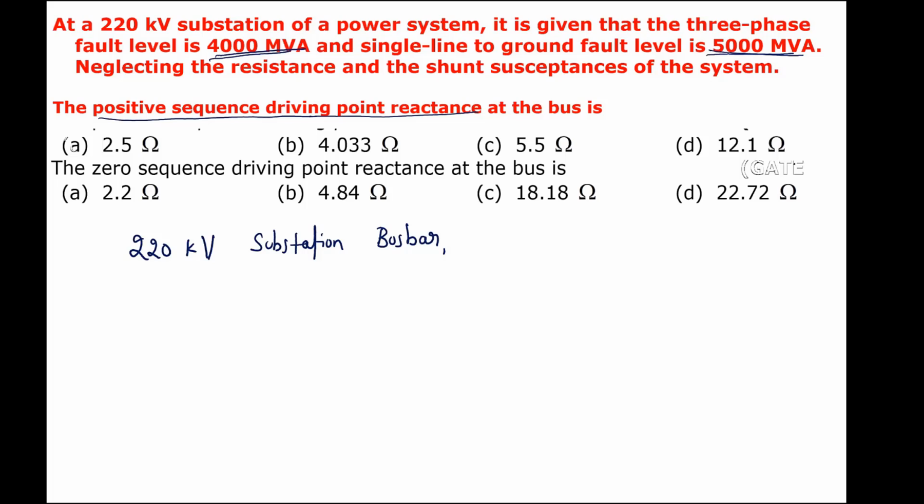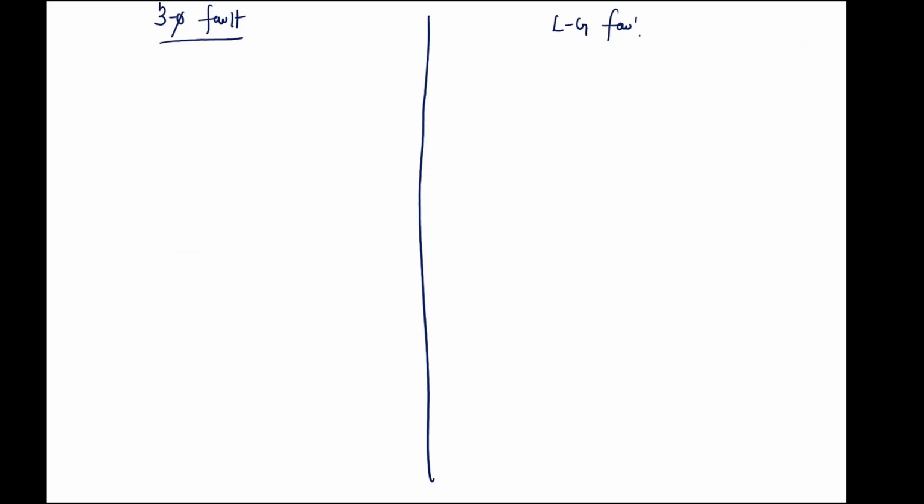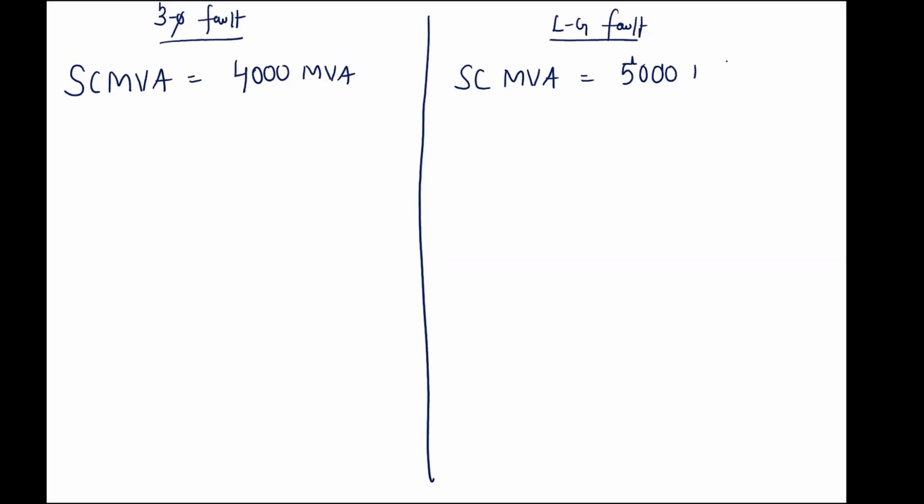Now for this, very simple. Let us take a tabular column. First we'll write three-phase fault. Second side we'll write LG fault. So here short circuit MVA, he has given how much? 4000 MVA. Here short circuit MVA for the fault at the same location, he has given this value as 5000 MVA.